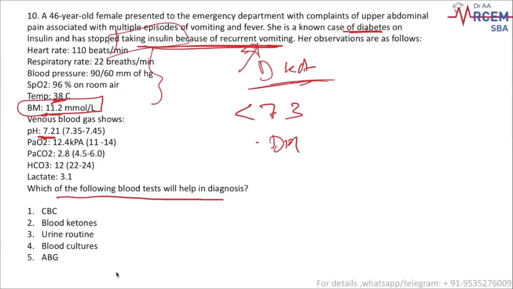One more criterion is to look for the ketones. In the options, they are given blood ketones and urine routine. Urine routine will be helpful to see ketones in the urine also. Ketonuria can be seen. Which one is more sensitive? Ketonemia, that is ketones in the blood, is more sensitive. So get blood ketone levels. They are more sensitive compared to the urine ketone levels.